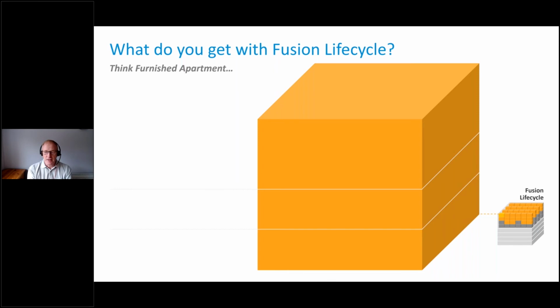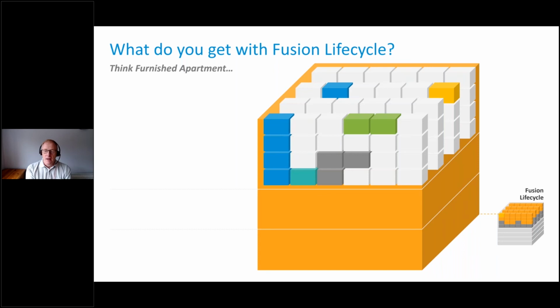So, like I said, you can think of it as a furnished apartment, because when you get Fusion Lifecycle, you're getting a pre-configured site. It has basic configurations for the common situations that you're likely to encounter. And within that tenant, they give you what they call workspaces. A workspace is basically just a set of related records. A workspace for quality, a workspace for change control, and so on. So anything that's related to each other goes into a relevant workspace.